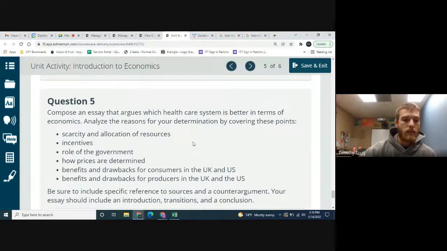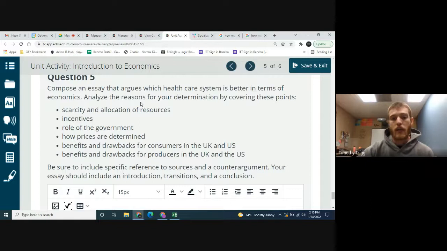So question 5: compose an essay that argues which healthcare system is better in terms of economics. Analyze the reasons for determination by covering these points. Scarcity and allocation of resources. So that's what we just talked about, right? Incentives, role of the government, how prices are determined, benefits and drawbacks for consumers, benefits and drawbacks for producers, and be sure to include specific references to your sources and a counter argument. Your essay should include an introduction, transitions, and conclusion.